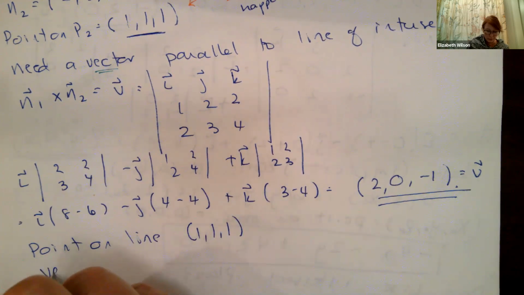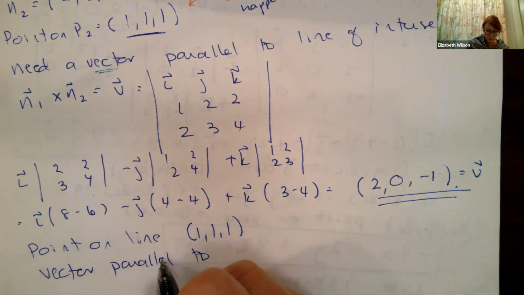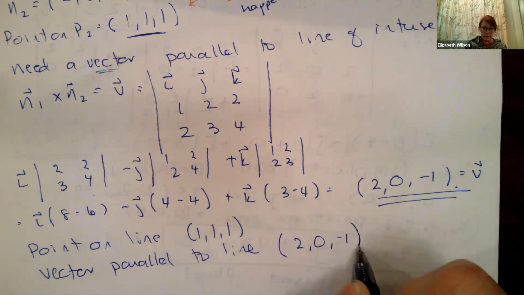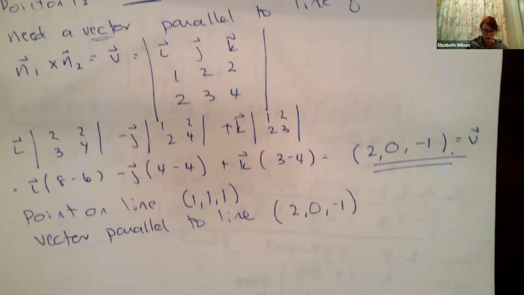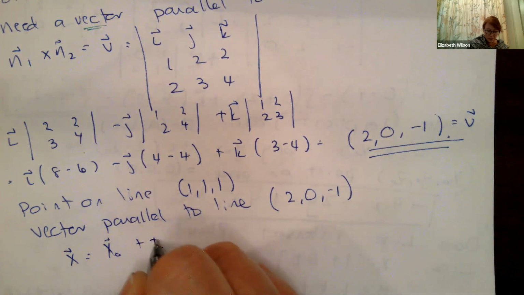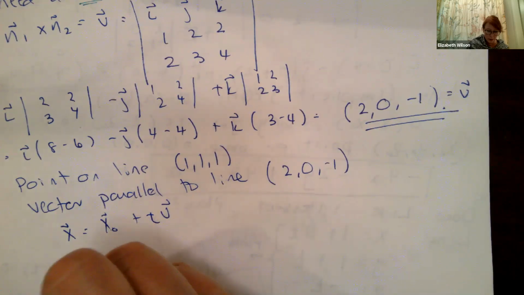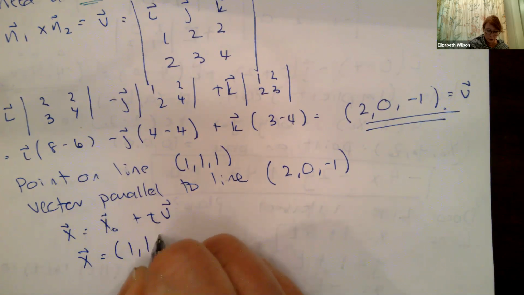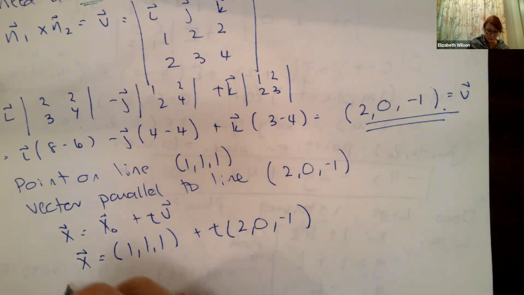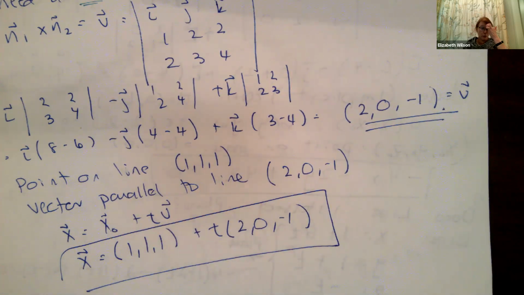And then a vector parallel to the line is 2, 0, minus 1. Then I can just put it into my vector equation for a line, x bar equals x naught plus t times v. I'm just going to plunk it down in there. So it's going to be x bar equals 1, 1, 1 plus t times 2, 0, minus 1. There's my equation for the line of intersection between the two planes.